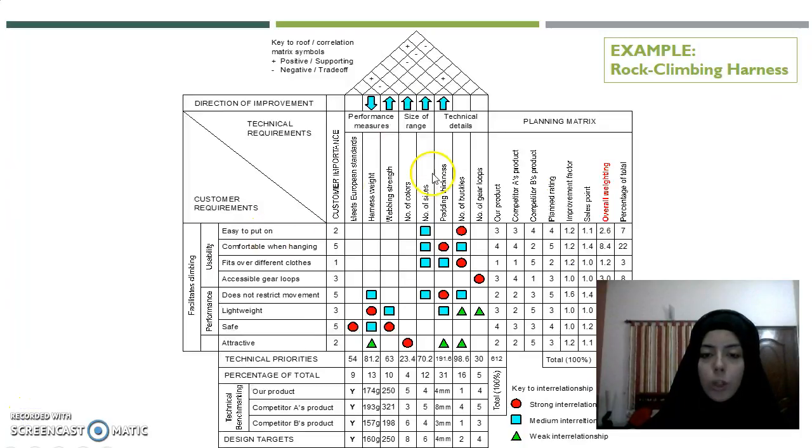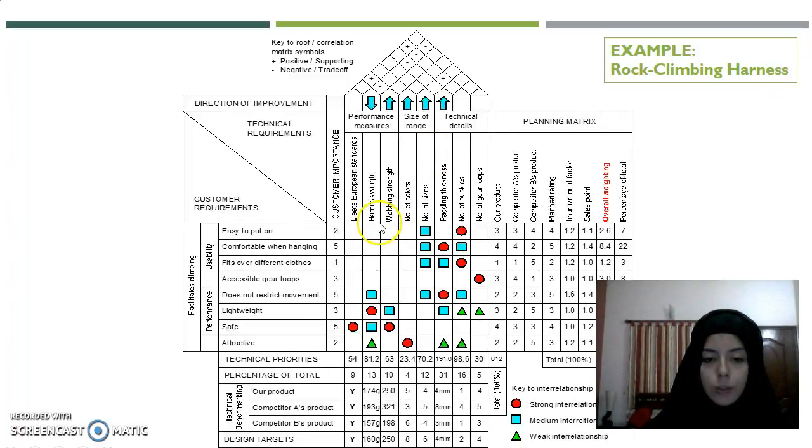So, okay, we've talked about the house. Now, the fourth stage is the relationship, that is the middle part of it, and it shows the relationship between the whats and hows, what the customer wants and how you are going to give it to them. Now, you show the relationship by these three symbols. The first one being a red circle, which shows a strong interrelationship between the two. A medium interrelationship is shown by a blue square, and a weak interrelationship is shown by a green triangle.